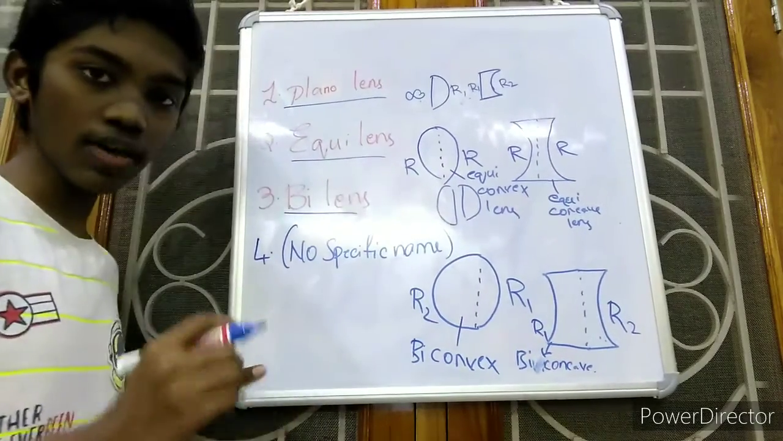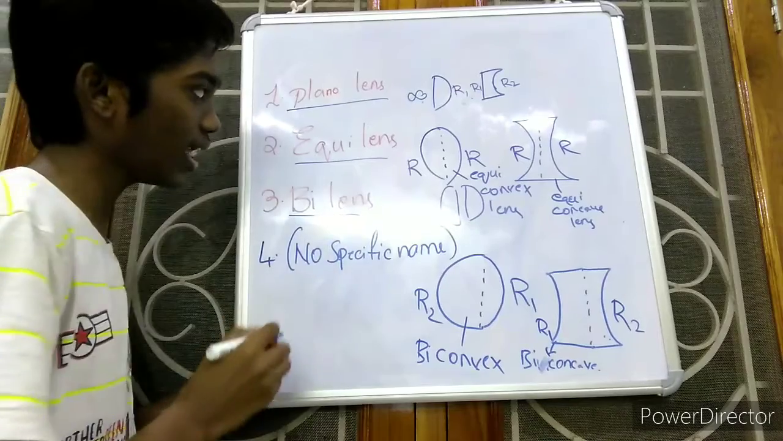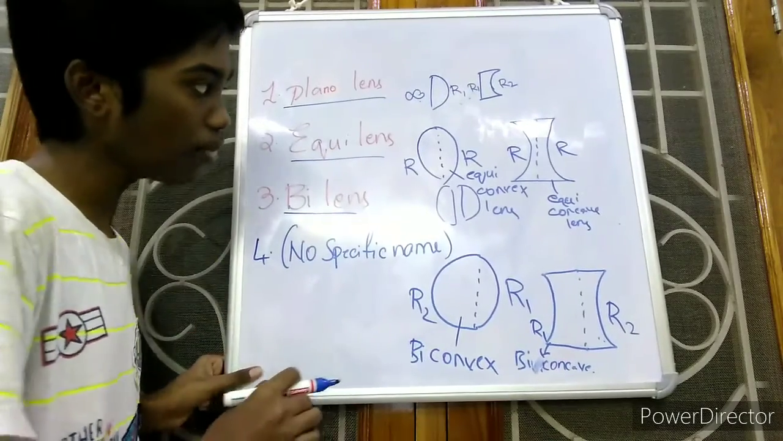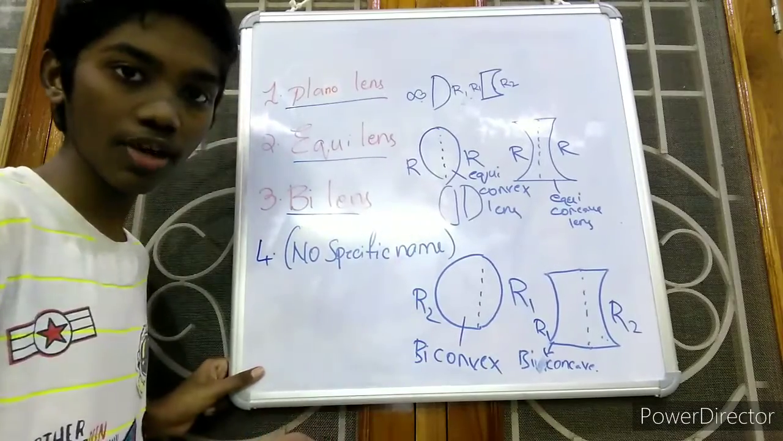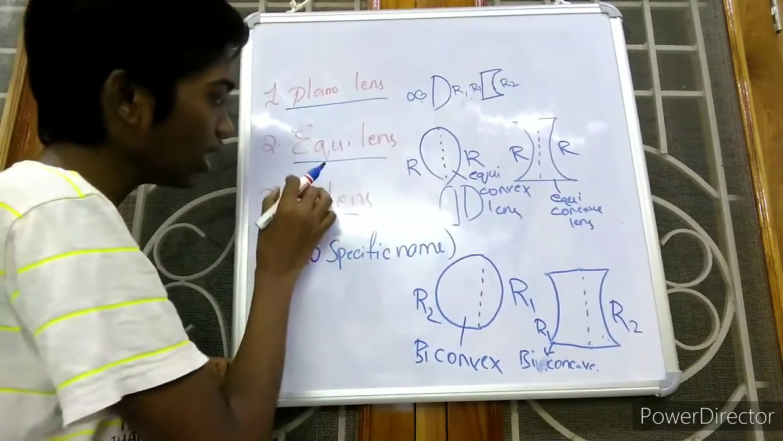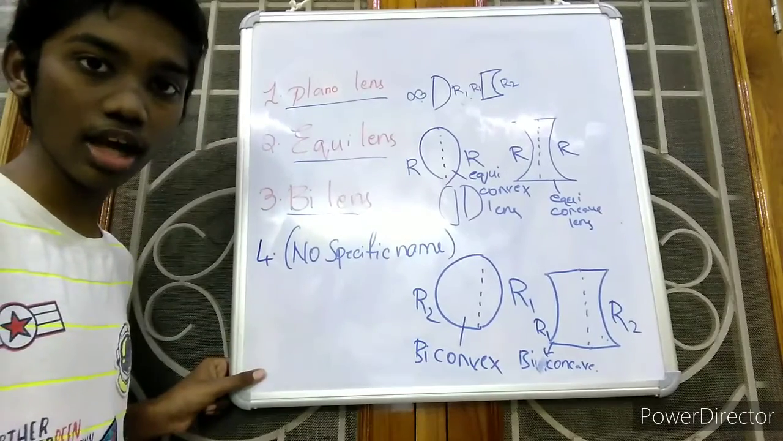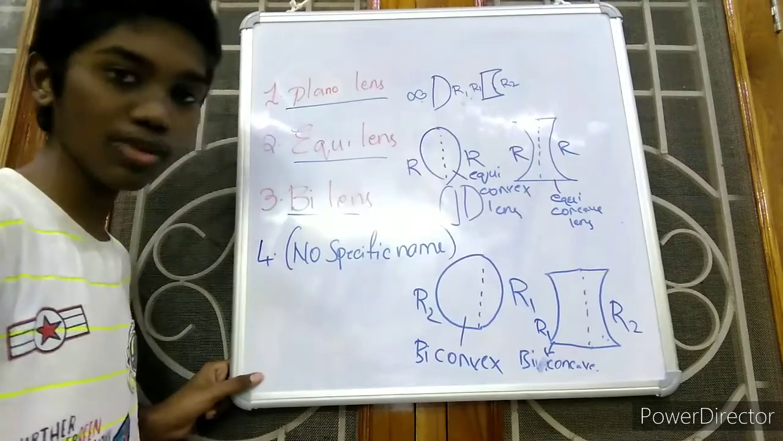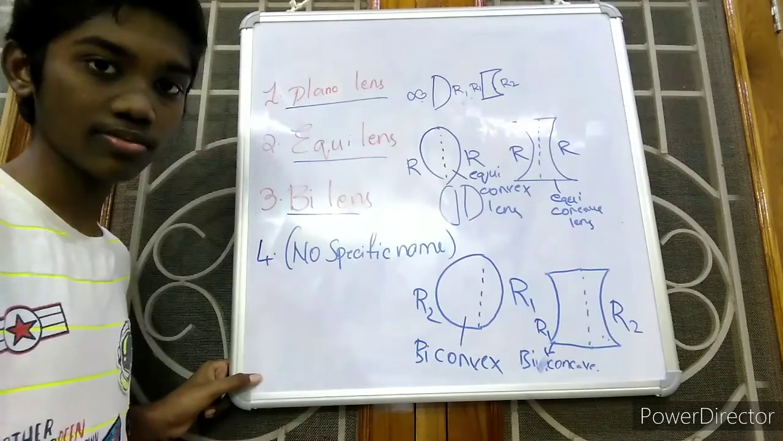So there is only one difference between this equilens and bilens. Both of them are having two curved surfaces and both of them are having radii of curvature, but in the equilens the radii of curvature are equal and in the bilens the radii of curvature are different. So this is the difference between equi and bilens. Now I will explain about the fourth type of lens.